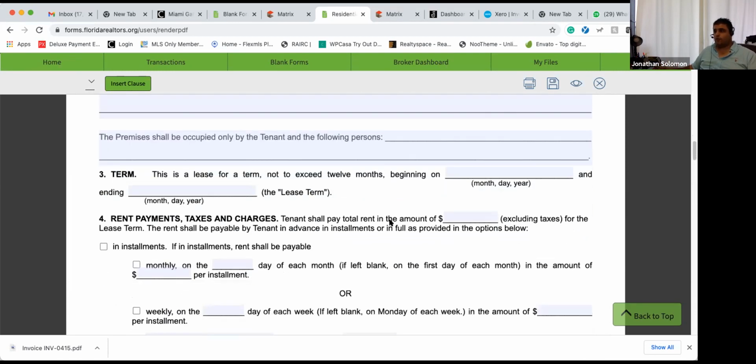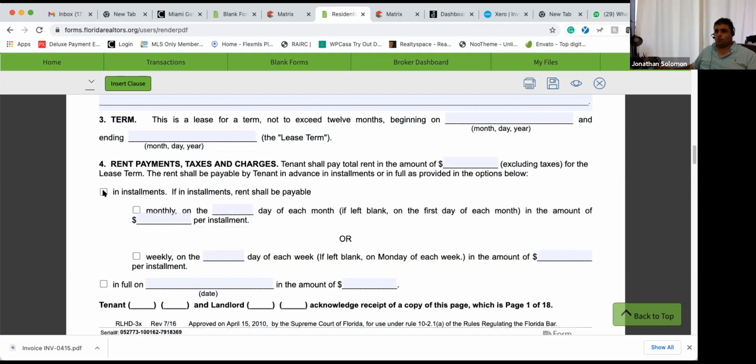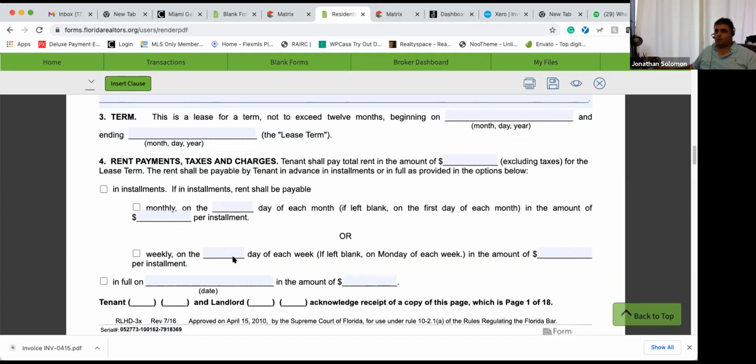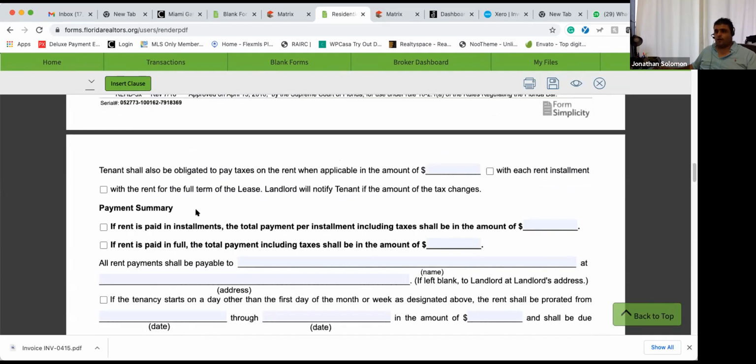Of course, every contract in the state of Florida must have an end date in order to be valid. And a starting date, of course. So that's very important to put right here. Rent payments: what would be the rent amount? Is it going to be in installments or is it going to be paid in full? Very similar to the other residential lease that we just went over.